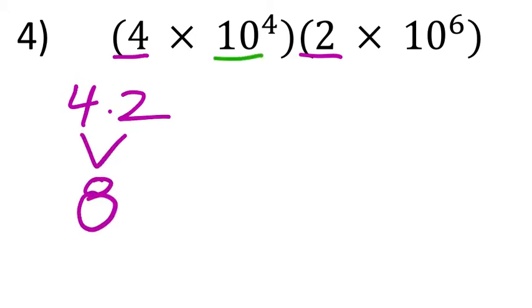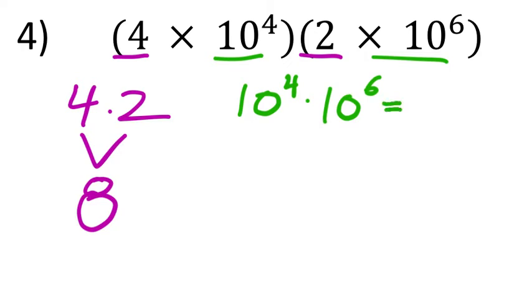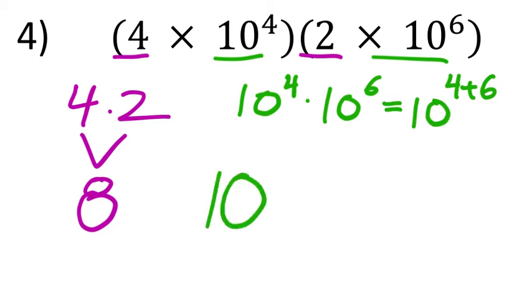I can do the same thing with base 10, so base 10 to the power of 4 times base 10 to the power of 6. Why would I do that? Because the bases are the same, and when I multiply bases that are the same, I just need to add the exponents. So that'd be 4 plus 6 right there, which would end up being base 10 to the power of the new exponent, which is just 10. So it's 8 times 10 to the power of 10.